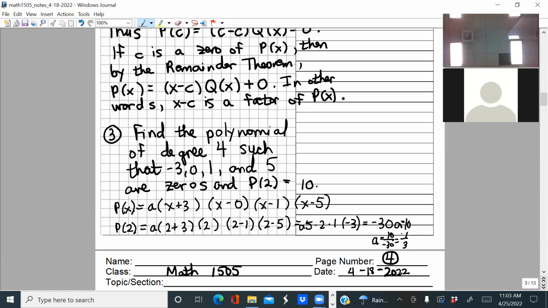Oh, so minus 1/3. So here's my correct formula. It wasn't just x plus 3 times x minus 1 times x minus 5. It was supposed to have in front of that a minus 1/3. So just put that into your formula. So you have minus 1/3 times what? This is x, so let me write that first. So this is x first, and then x plus 3, and then what? X minus 1, and then x minus 5.